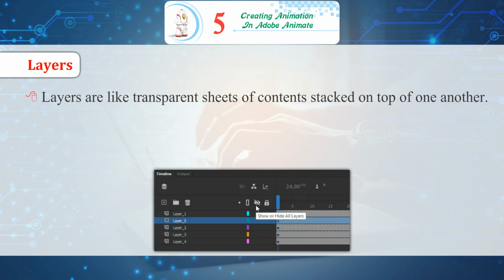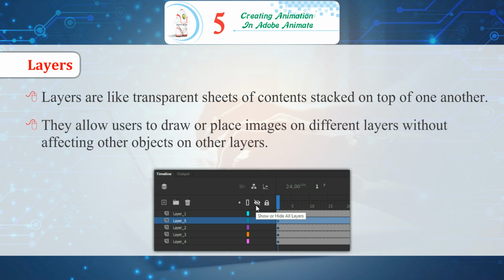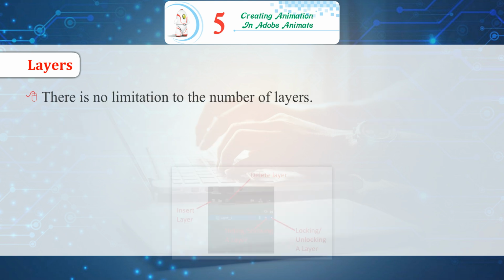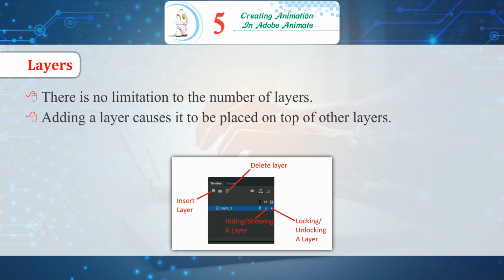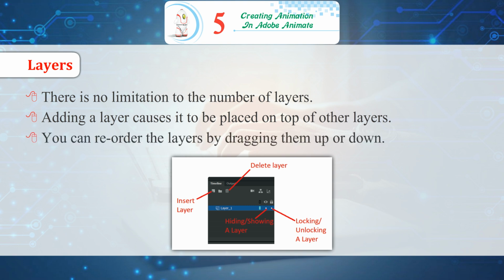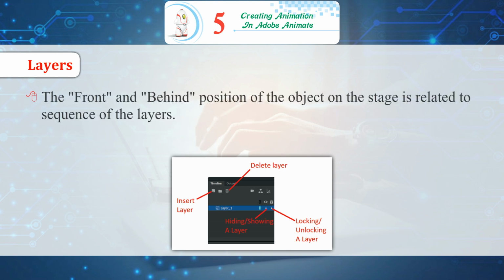Layers. Layers are like transparent sheets of content stacked on top of one another. They allow users to draw or place images on different layers without affecting other objects on other layers. There is no limitation to the number of layers. Adding a layer causes it to be placed on top of other layers. You can reorder the layers by dragging them up or down. The front and behind position of the object on the stage is related to sequence of the layers.